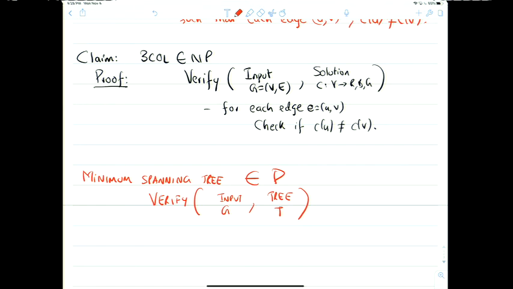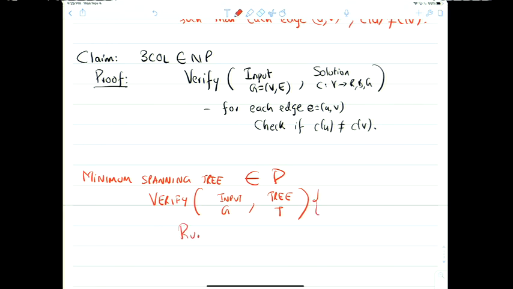I guess there are many ways. You could go into the structural characterization of what a minimum spanning tree looks like; maybe you look at every cut. But an easy solution would be the following. If a problem is easy and you want to check the solution, you can just solve the problem yourself and see if you get the same answer. So in this case, you could run the minimum spanning tree algorithm on the graph G.